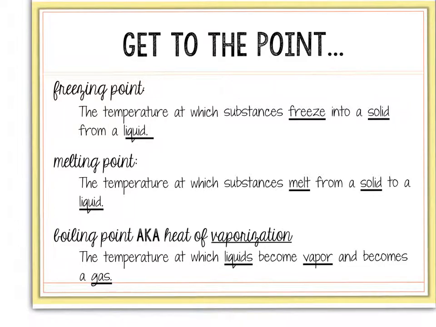All right, melting point is where something melts and you go from a solid to a liquid, so that ice cube has turned back into water. The boiling point, aka the heat of vaporization, that's the temperature where liquid becomes a vapor and then it becomes a gas. Okay, so you've got water that you're trying to make some macaroni or noodles, and you've got it on the stove. It's no longer liquid, it's now boiling and turning into steam.